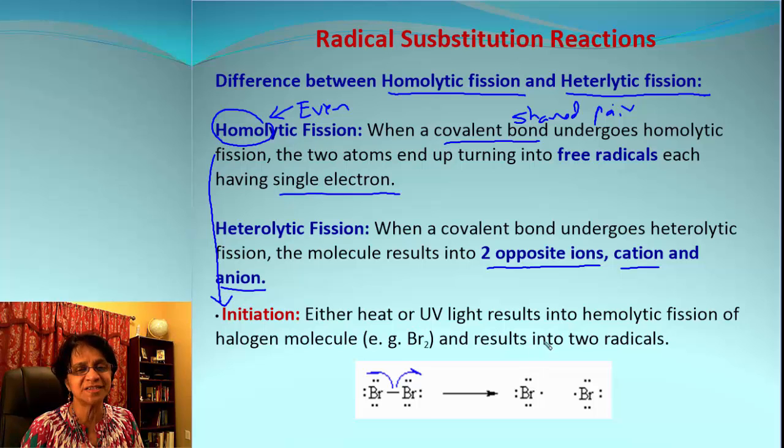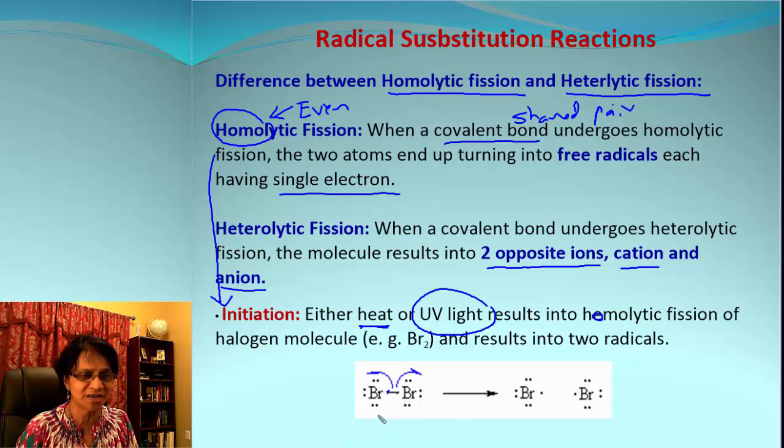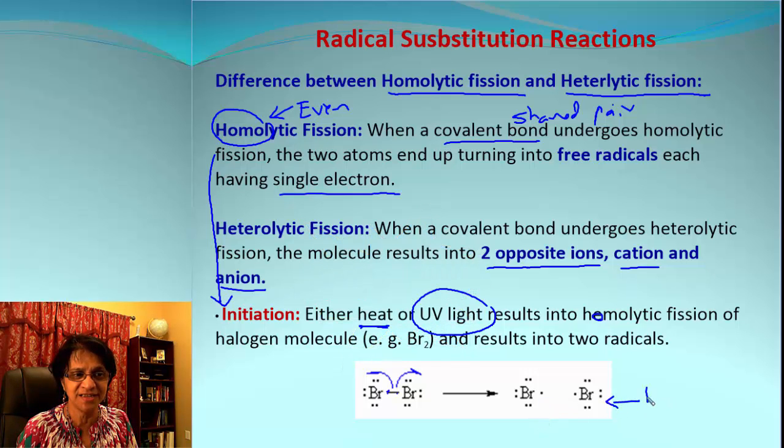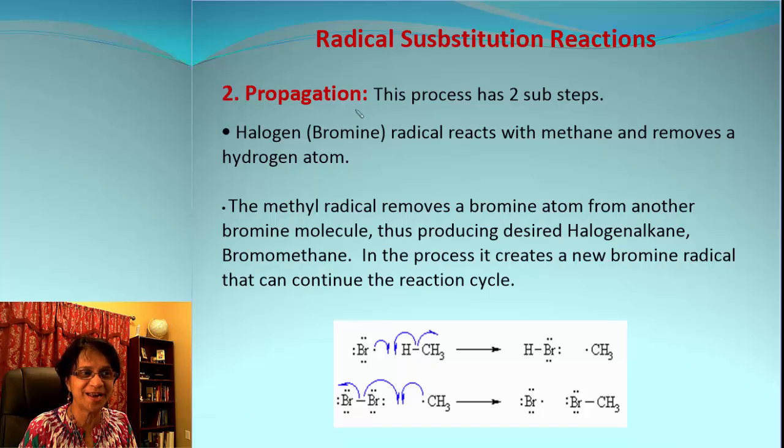So this is not a simple process. We need to have energy coming from UV light or heat, and that results in homolytic fission of the halogen molecule. For example, here there is a bromine molecule. It has a covalent bond where electrons are shared. Each bromine atom takes its one electron, and what we get here are the free radicals. Each one is extremely reactive.